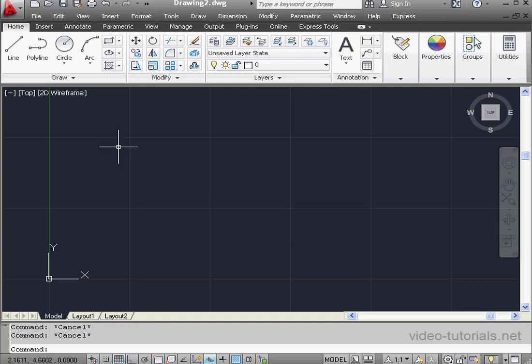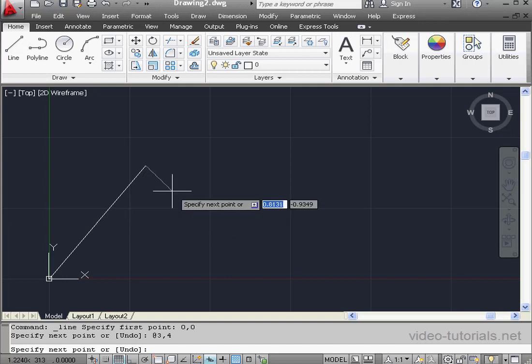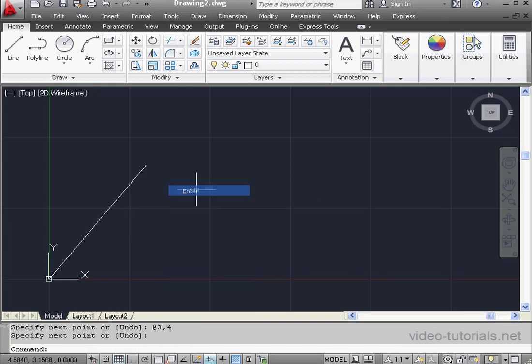Let's begin by creating a simple line. The first coordinate will be 0. Tab to get to the next input field, 0, press Enter to register. Now for the second point of our line, it'll be 3 units in the positive x direction and 4 units in the y direction. Enter. And right-click and Enter to close the line tool.